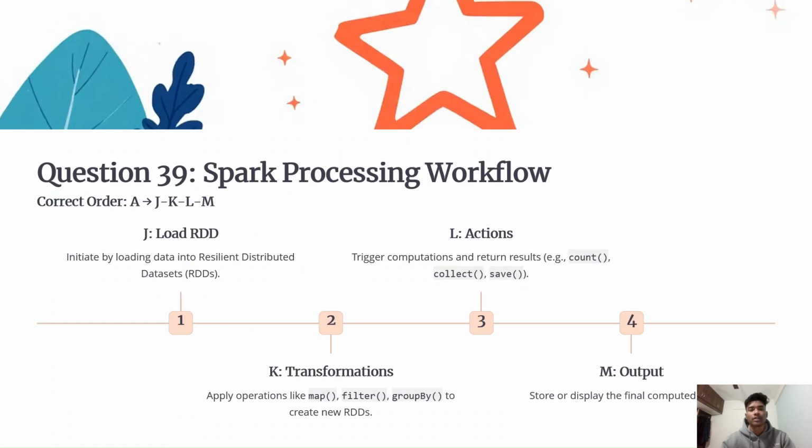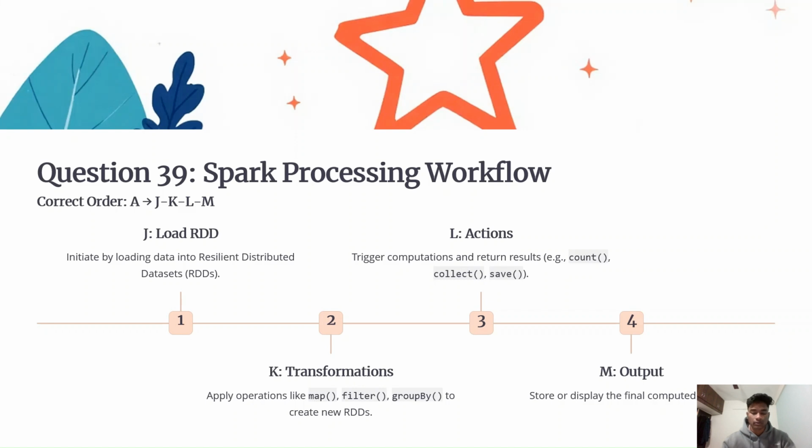Now, question 39. Spark processing workflow. Order JKLM. Load RDD, option J: load the data into a Spark RDD structure. Transformation K: apply operations like map, filter, group by. Actions L: trigger the execution with actions like count or collect. Then M, the output: finally store or display the results. Spark separates transformations and actions for efficiency, and this order reflects that.